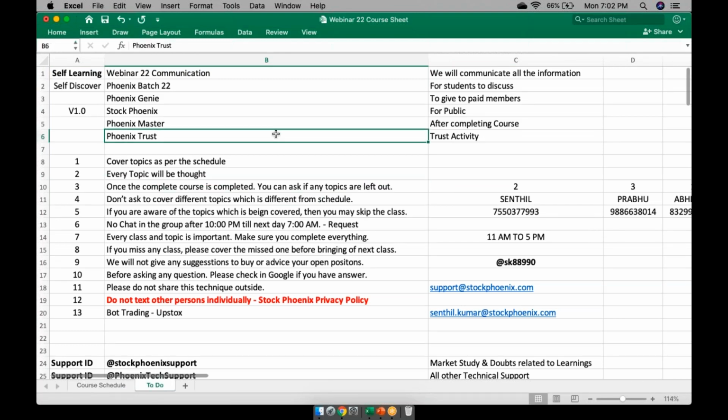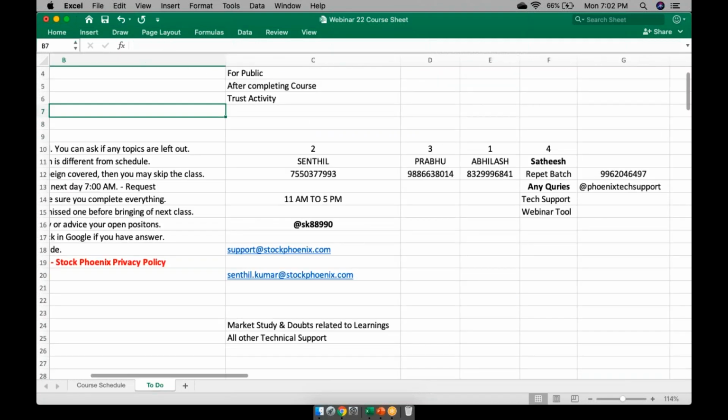These are the things to do, and very importantly, we should not have any kind of communication gaps. You can see the contact levels here: at the first level you can contact Abhilash, and at the second level you can contact me, in case of any subject issues or anything you want to understand clearly.